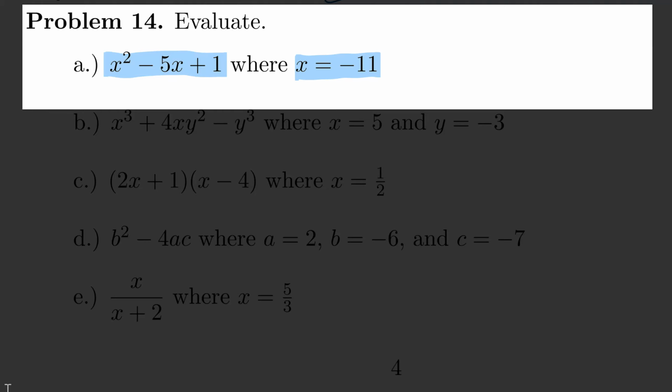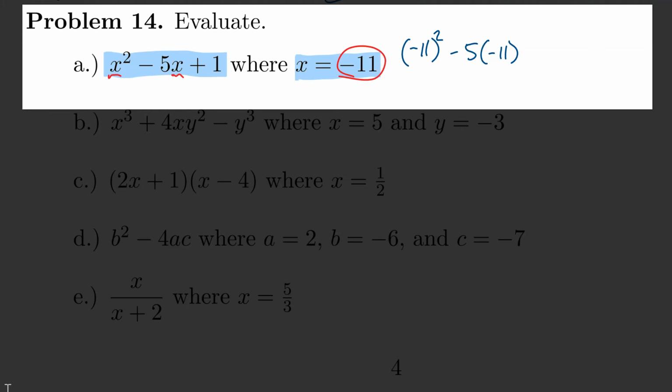In problem 14, we're asked to evaluate some expressions. Notice for part A, we're given an expression and a value for the variable. So whenever I see an x in the expression, I want to replace that with the value negative 11. Doing that gives me negative 11 squared minus 5 times negative 11 and plus 1.